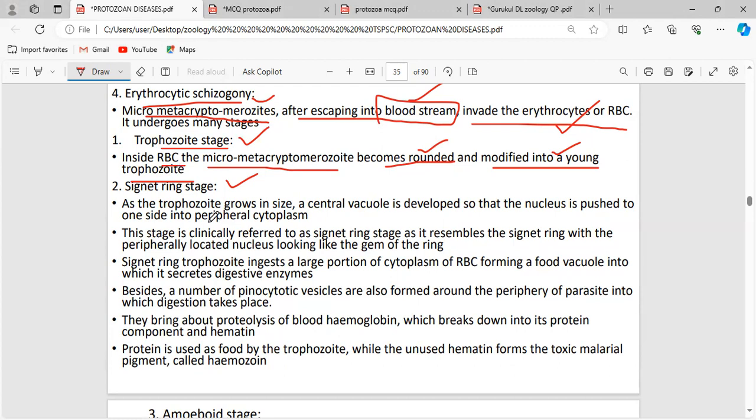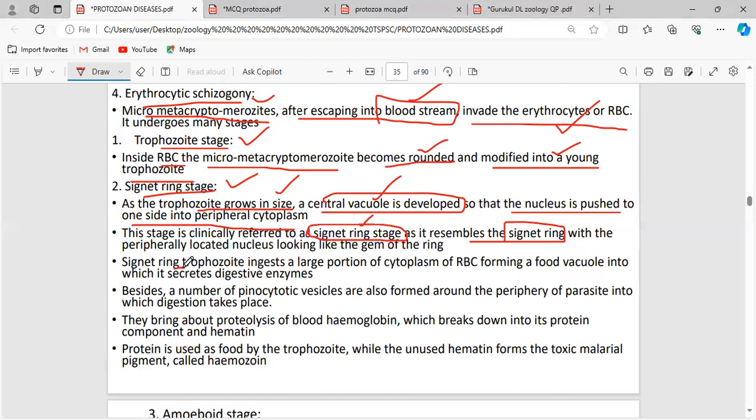The next thing is the signet ring stage. As the trophozoite grows in size, it undergoes further structural modification. A vacuole develops, and the nucleus is pushed to one side of the peripheral cytoplasm. Only when this central vacuole has developed and the nucleus is pushed to the outer side of the cytoplasm is the stage called the signet ring stage. It is called that because its structure resembles a signet ring.